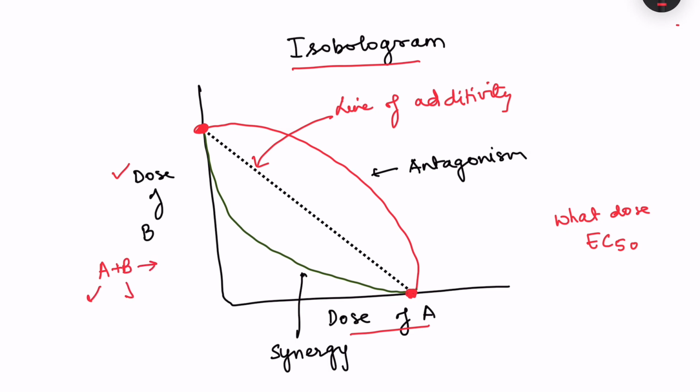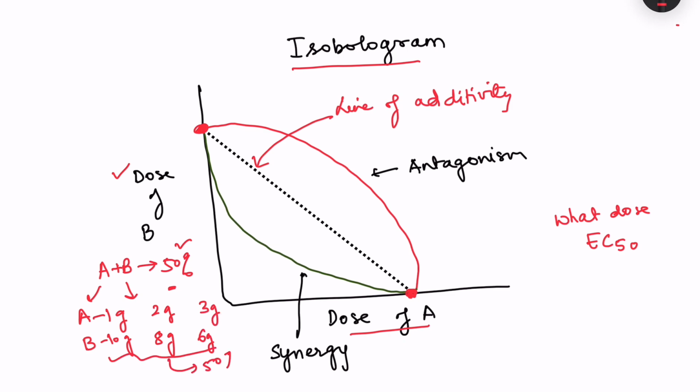Now what we do, we give these drugs in combination, that is A plus B, and see which dose combination is going to produce 50% of the effect. For example, we give dose A 1 gram and dose B 10 grams. Say suppose it produces 50% of the effect. Then we change this combination. Now we give A 2 grams and B we give 8 grams. Then maybe here we give 3 grams and 6 grams. And all these combinations produce 50% of the effect.